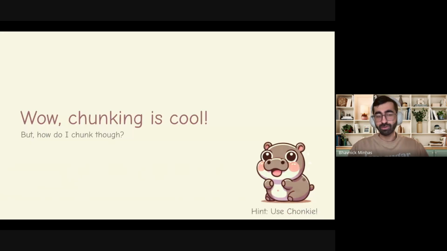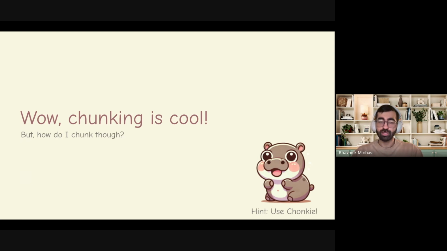But okay, so now we're at, chunking is cool because chunking leads to all these benefits that I talked about, and RAG is cool because that leads to more benefits that I talked about earlier, right? So now what? How do we actually chunk it?